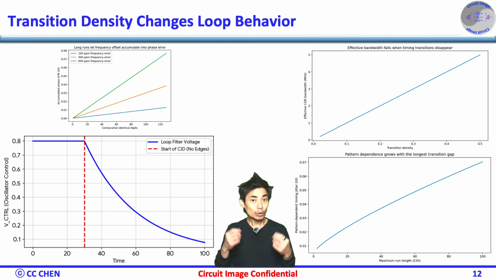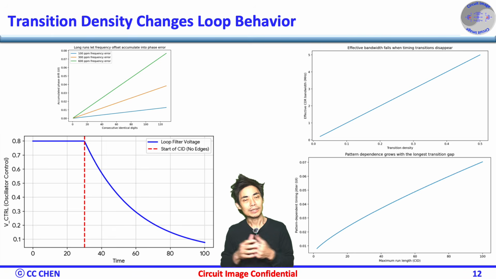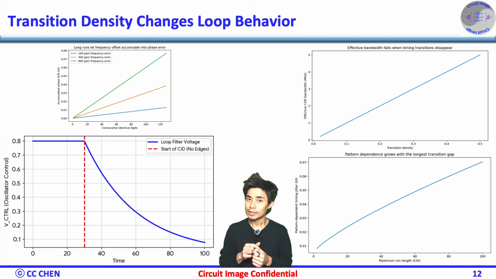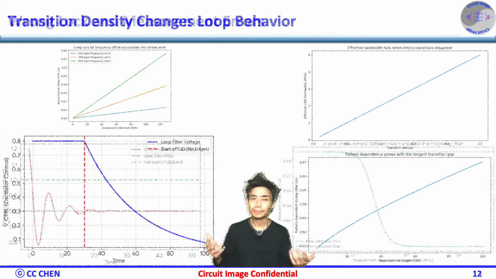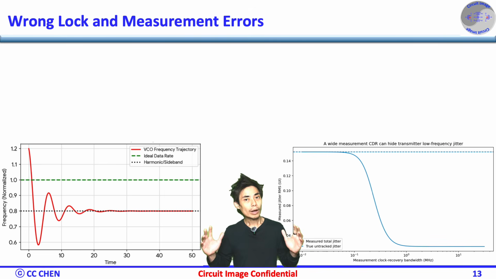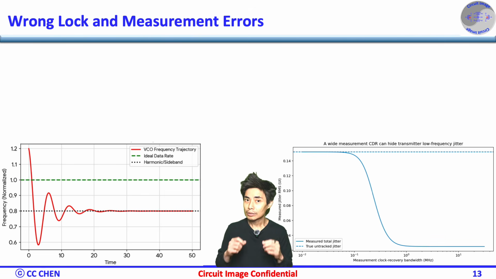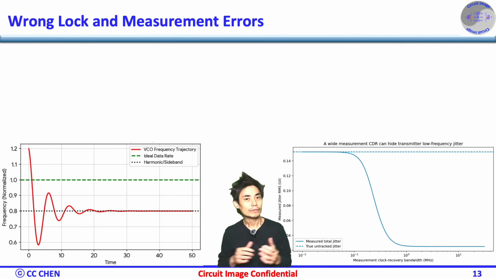If we make the loop too aggressive, the behavior can become more pattern dependent. So bandwidth is not only a clean frequency domain number. It also depends on the data pattern and run length. So too wide a loop can cause wrong lock or measurement problems.